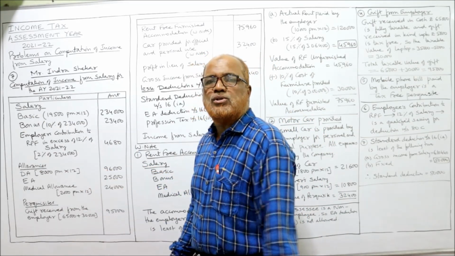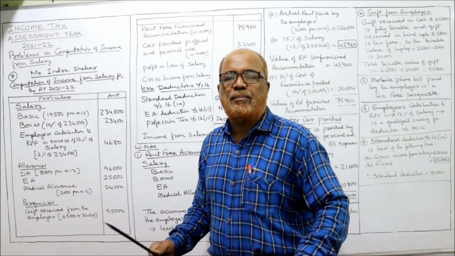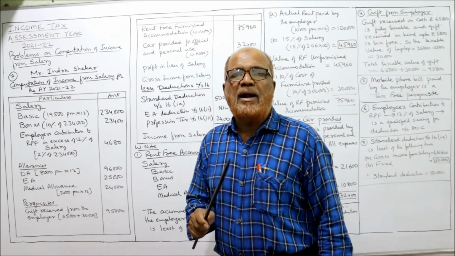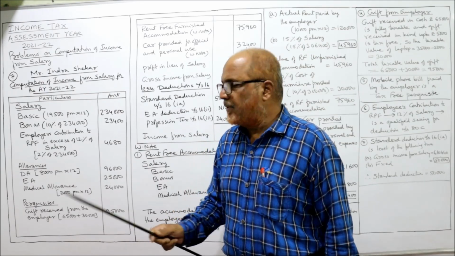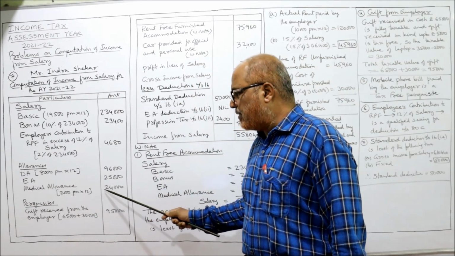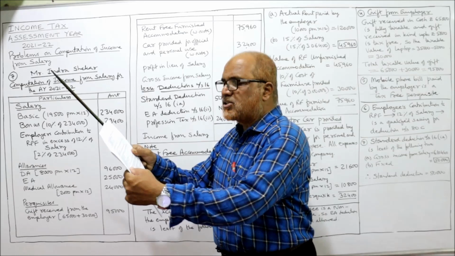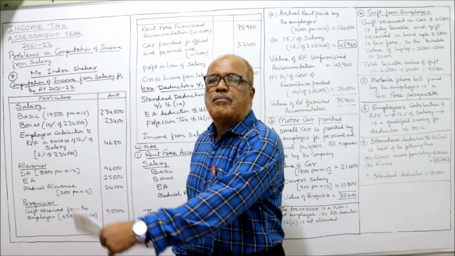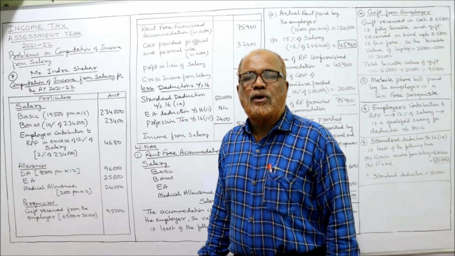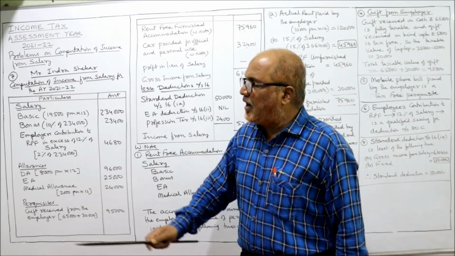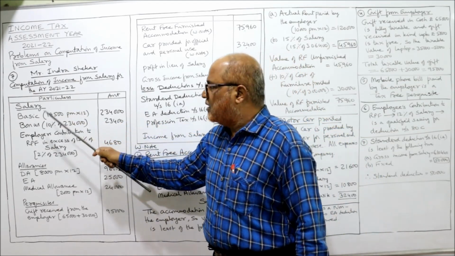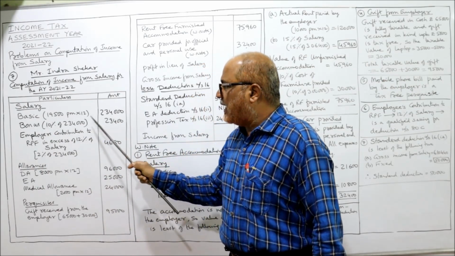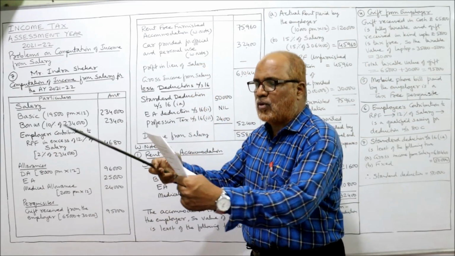Medical allowance 2,000. Remember, first time we are coming across this point. Medical allowance is fully taxable, remember. So medical allowance 2,000 per month into 12, 24,000. Next comes bonus. Bonus is 10% of basic pay. The bonus is taxable under the head salary. Remember, already in the previous problem also we have done. So bonus 10% of 2,34,000, 23,400.